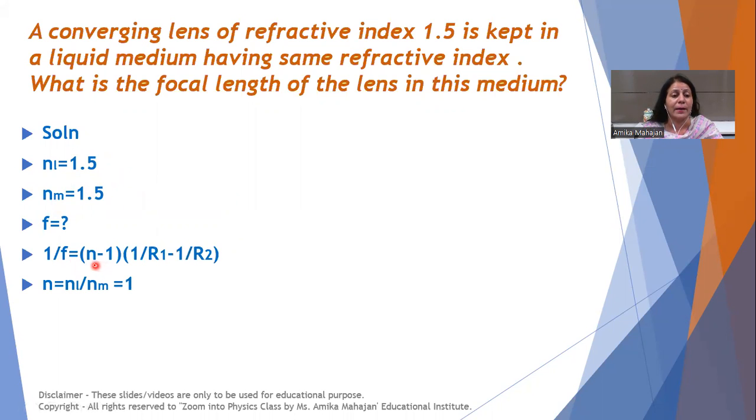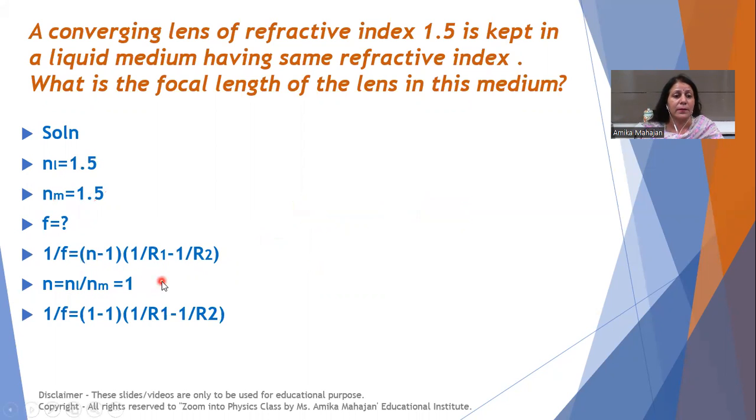Focal length is given by (n-1) into (1/r1 minus 1/r2) equal to 1/f. Now, this n is equal to the refractive index of the lens divided by the refractive index of the medium. n will be the final medium, the lens, on which rays are incident while traveling from this medium which has refractive index nm. So this will be the formula for n. But because both refractive indices are 1.5, this term will be 1.